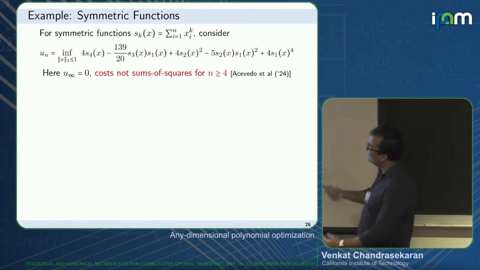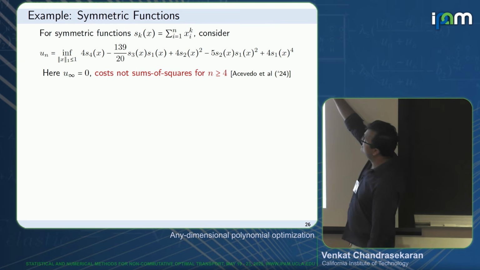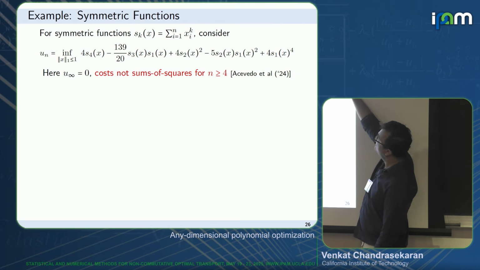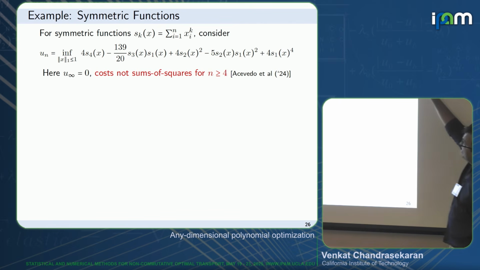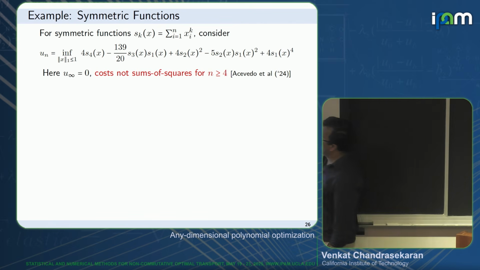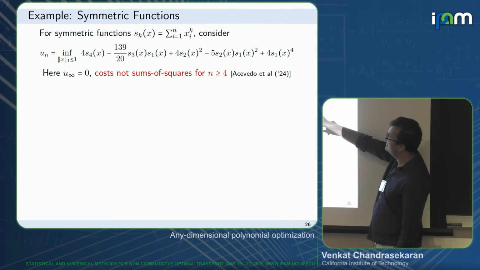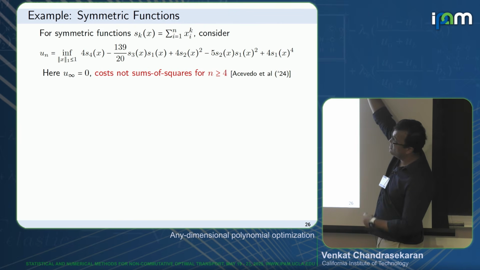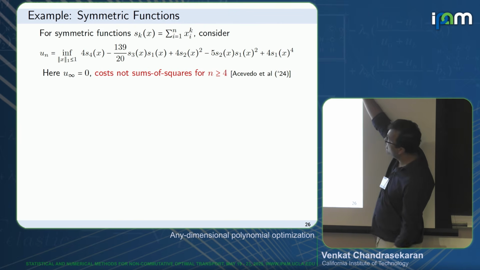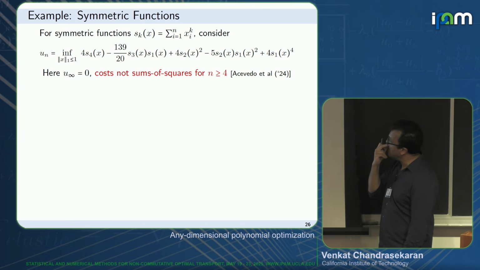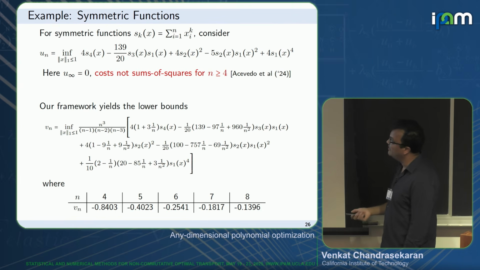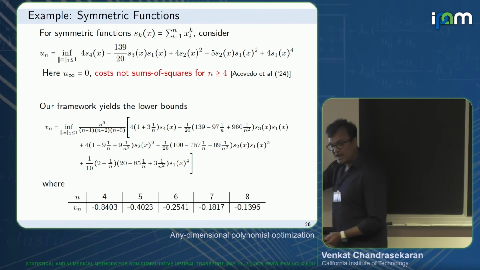Okay? Finally, symmetric functions. This looks insane. There's no 1 over n there. That's the distinction between this and the monomial means problem. The reason we picked this is because these polynomials are all non-negative, but they're not sums of squares for n bigger than or equal to 4. It's a recent example from the literature. You can turn our crank.